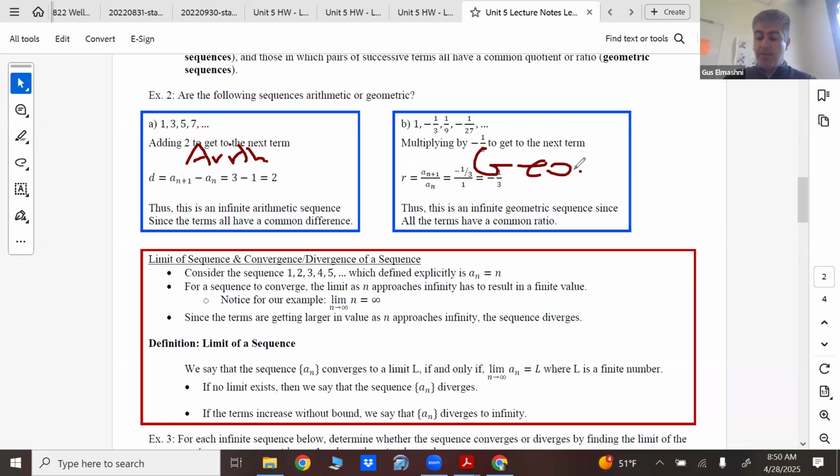So consider 1, 2, 3, 4, 5, and so forth, defined explicitly as a sub n equals n. So our pattern is 1, 2, 3, 4, 5, 6, 7, 8, 9, 10, and so forth. That's clear arithmetic. You're adding 1, and the formula would just be a sub n equals n, because whatever n is, that's the output of the sequence. Now, what if I took the limit of that sequence as n approaches infinity? What's the limit of n as n approaches infinity? Infinity. So we say this diverges.